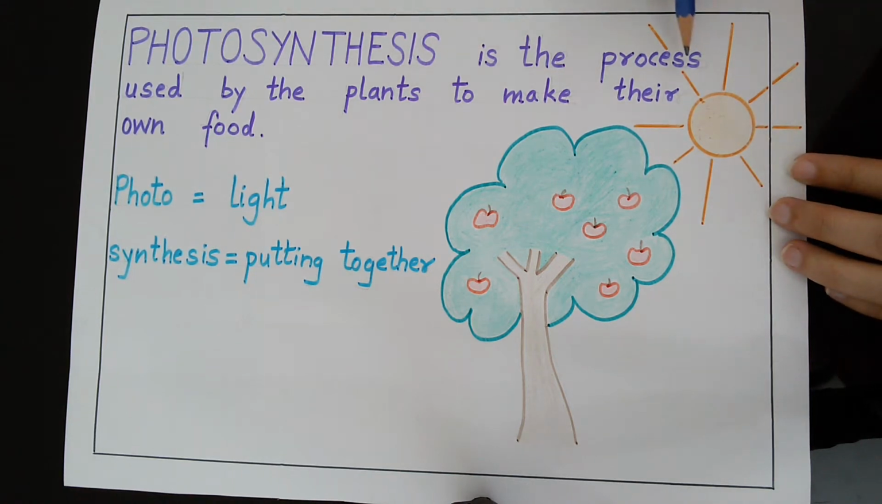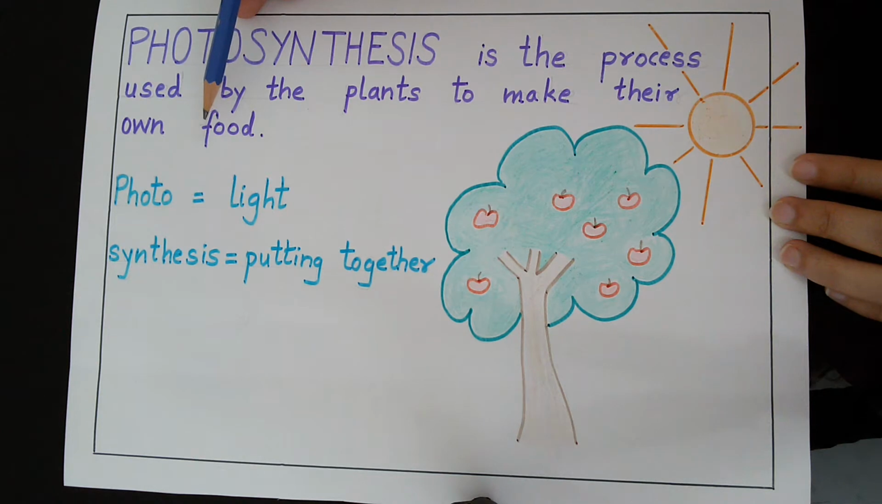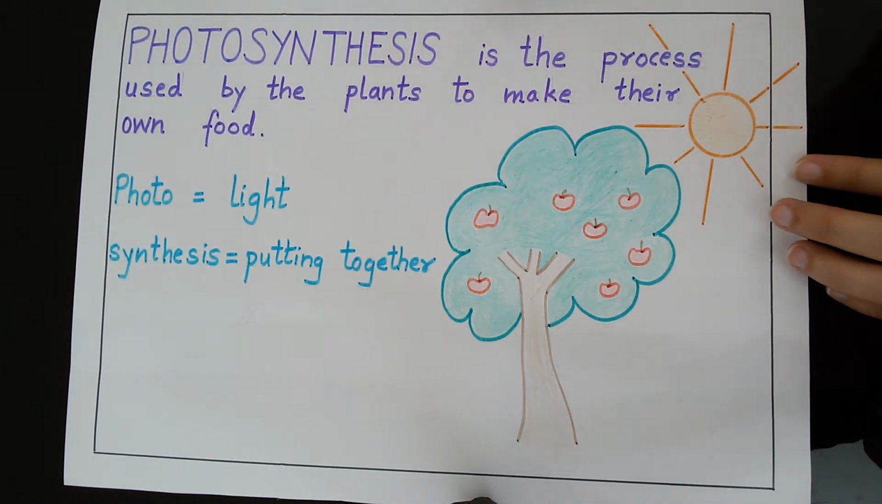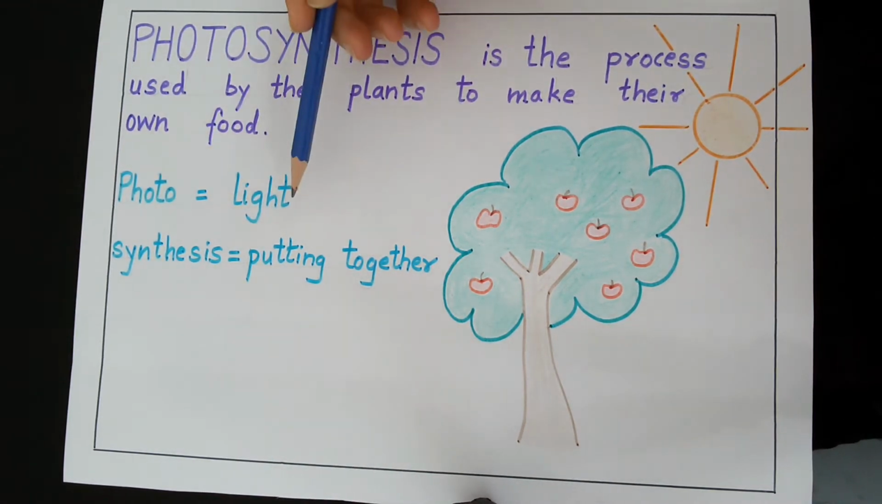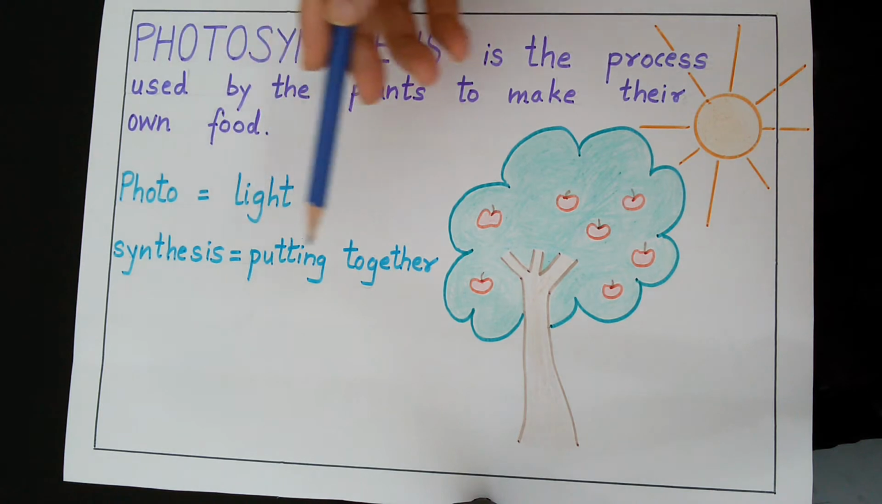Photosynthesis is the process used by the plants to make their own food. Or we can say that it is the conversion of light energy into chemical energy. This energy is used by the plants for growth and nourishment. Photo means light, synthesis means putting together.